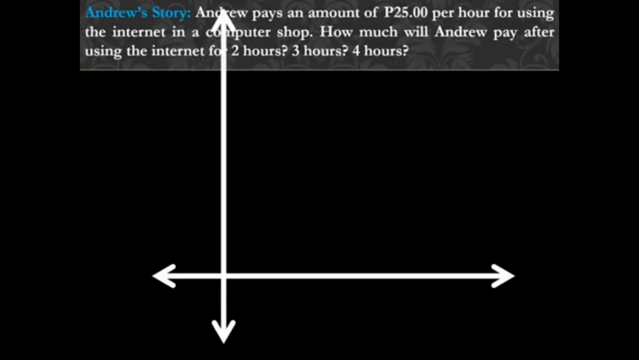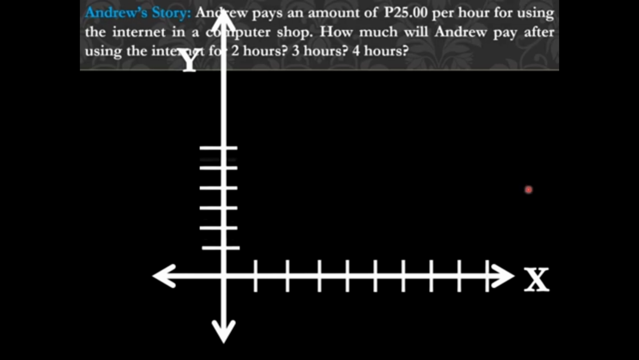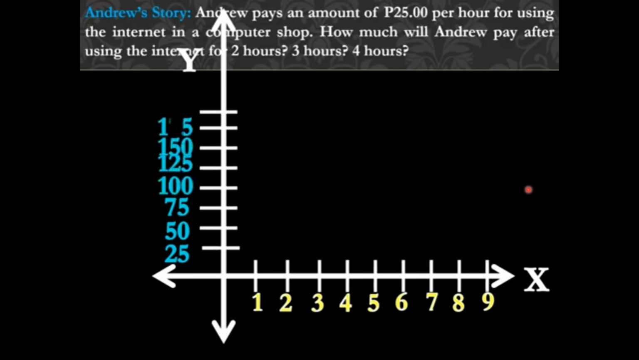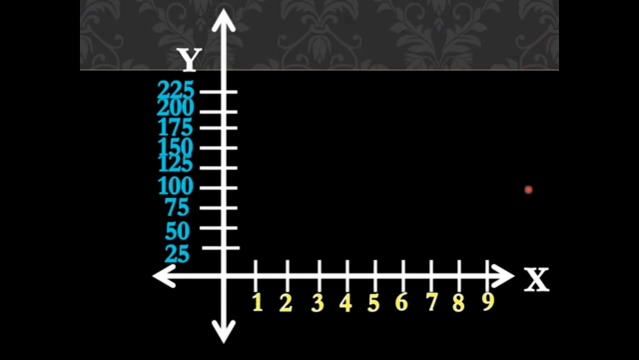So let us now represent the relation using a graph, where this is the x-axis and this is the y-axis, the vertical line. Let us put numbers here and on the y-axis also. On the x-axis, we are going to number it as 1, 2, 3, 4 until 9. On the y-axis, we will start from 25, 50, 75, and so on. Okay, so let us now plot.